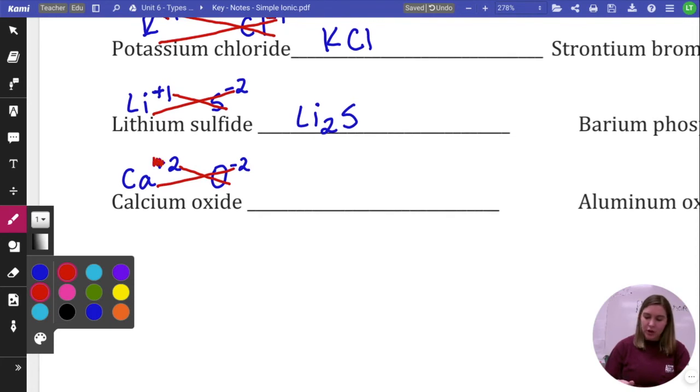Drop. Our charges no longer matter. And reduce. Now, guys, this is the first time we can reduce. So since these are both 2, so calcium is 2 and oxygen is 2, they can both be reduced down to 1, to the lowest ratio between them. So since it's 2 to 2, it can be reduced down to 1, and our final formula would be CaO.